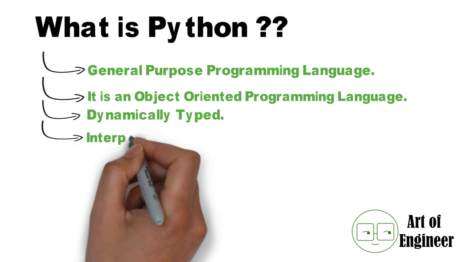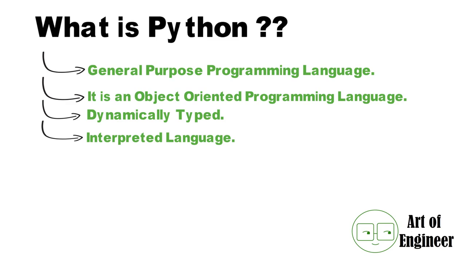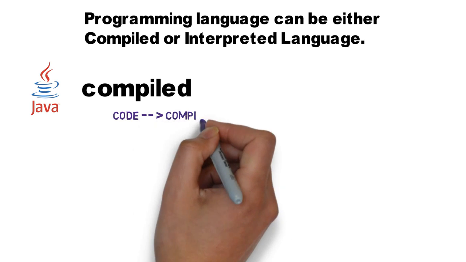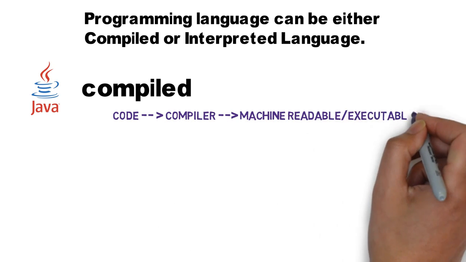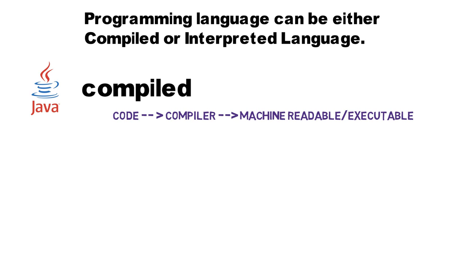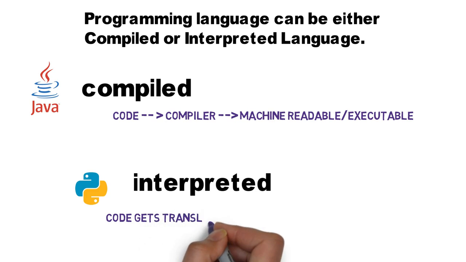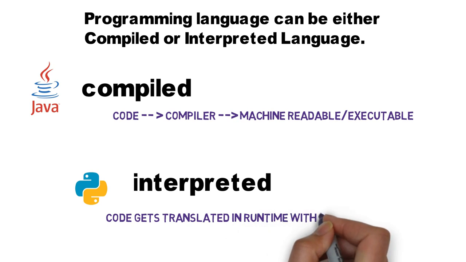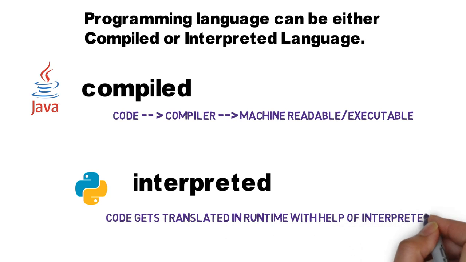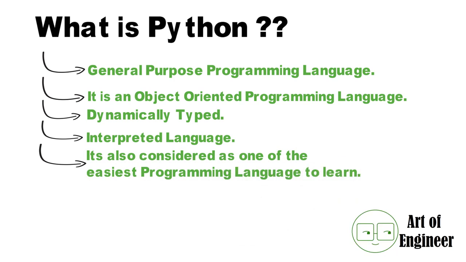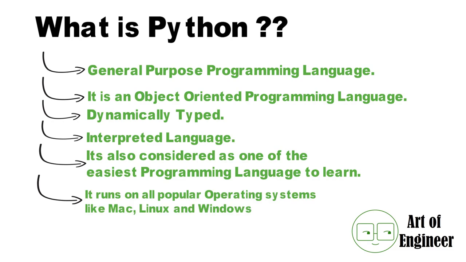Python is an interpreted language. Basically, there are two types, compiled and interpreted. For example, Java is a compiled language, which means that the code will be compiled to a machine-readable format using a compiler, and then the compiled format will be used for execution. In Python, there is no concept of compiler. It can be directly run and the code gets translated in the runtime using something called an interpreter. It's also considered as one of the easiest programming languages to learn. Many universities are now replacing C language with Python as part of their syllabus.